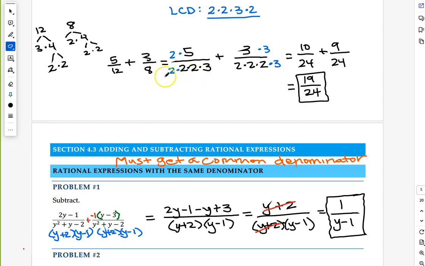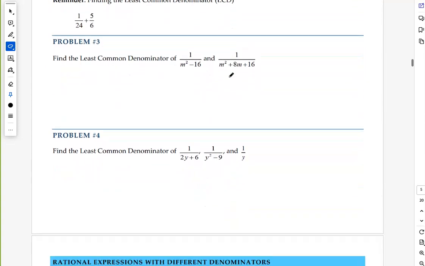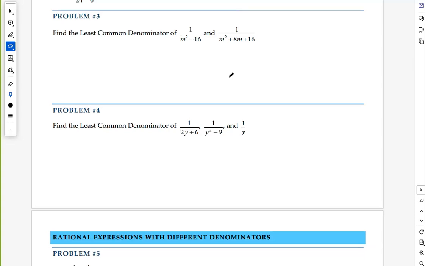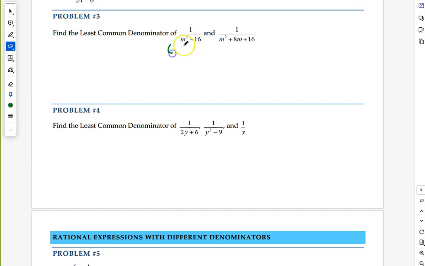Okay, so notice what I was doing: I was looking for what each part was missing that made my LCD. That's what I want to go to when we're working through some of these where we need common denominators. Well, before we do that, let's spend some time making sure everybody's good with finding the least common denominator. So again, we need to factor the denominators. So what does this m squared minus 16 factor to be?